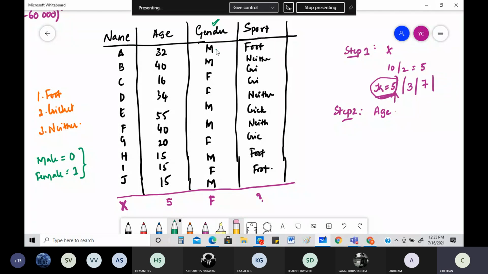So wherever you have male, you can take it as 0. Wherever you have female, you can take it as 1. Or if you don't like that, you can take male as 1, female as 0. However, don't take the same value for both, that's being stupid. That should not happen. You can take either 1 or 0, however you feel like.